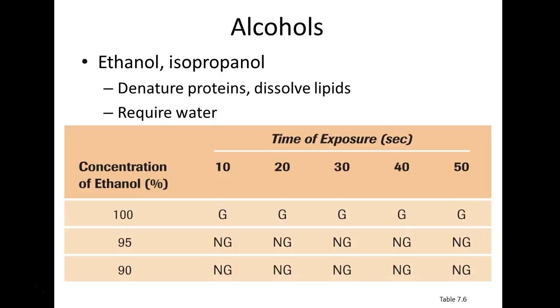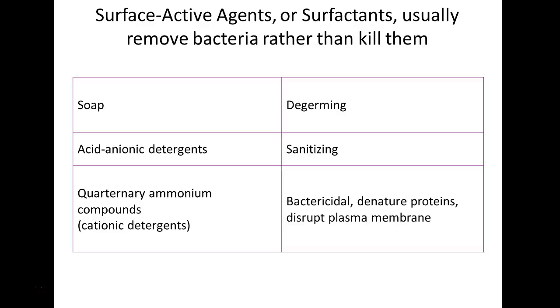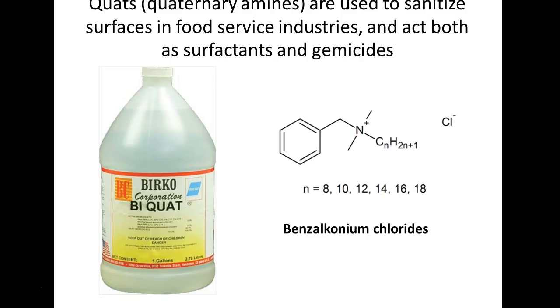Alcohol, there's a critical concentration that is effective. You go below or above that concentration, it doesn't work so well. Surfactants basically are soaps, and their purpose is primarily to make bacteria let go of your hands, basically. Get them to wash down the drain, not to kill them. So that includes soaps, and things like quaternary amines are surfactants. Quaternary amine is a surfactant that is also bactericidal, and so that's often used in food service industries.